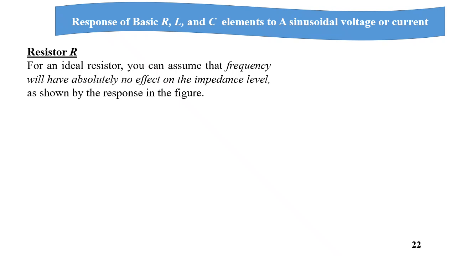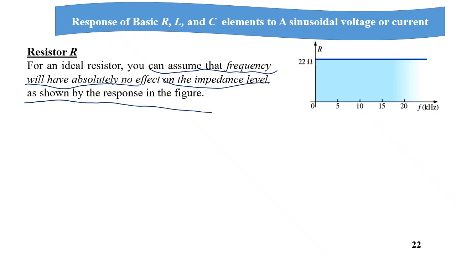For an ideal resistor, we can assume that the frequency will have absolutely no effect on the impedance level, as the resistance is not affected by the frequency. If we have a resistance equal to 22 ohms and the frequency of the source is varying from 0 to 20 kilohertz, then the resistance will remain the same, as the value of the resistance does not depend on the frequency of the source.